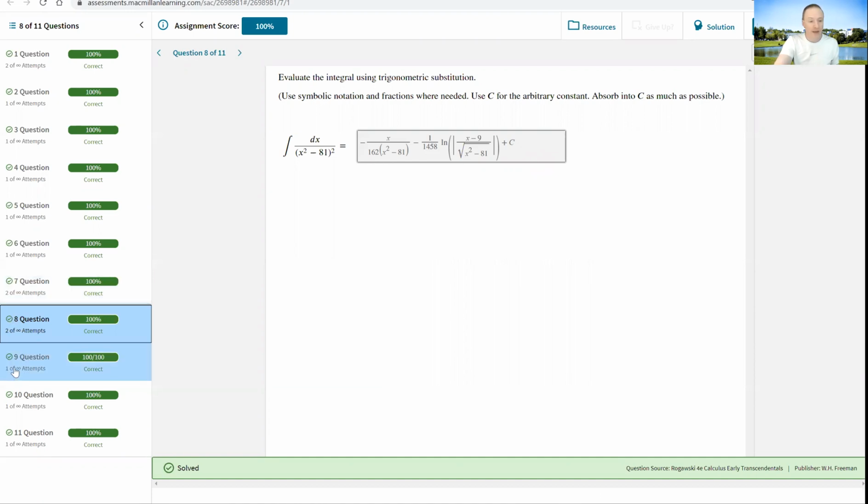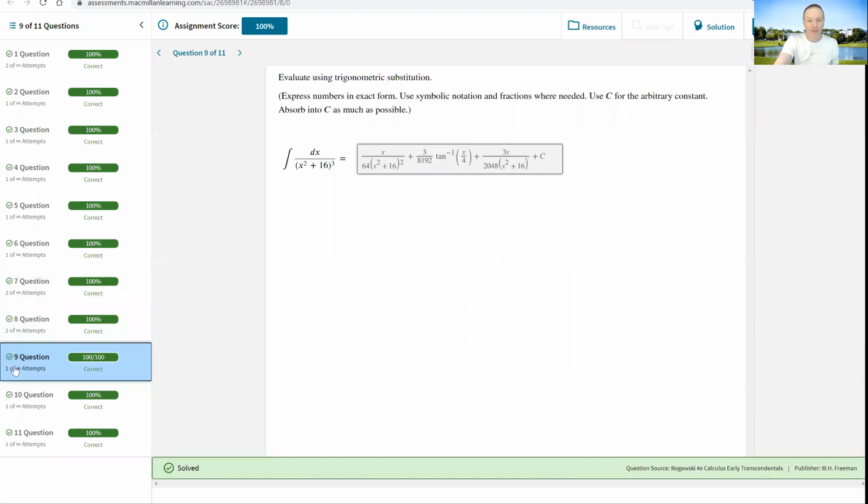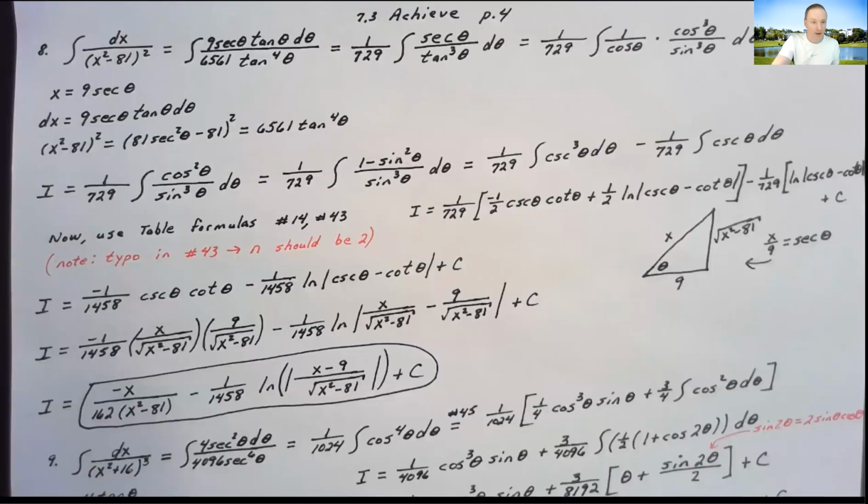If I look at another question here, number 9, it's asking me to integrate with respect to x, 1 over x squared plus 16 to the 3rd power. And you'll see where I've put the answer in. Again, I want to show where that answer comes from.